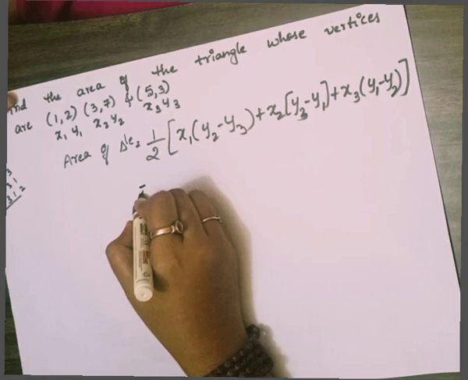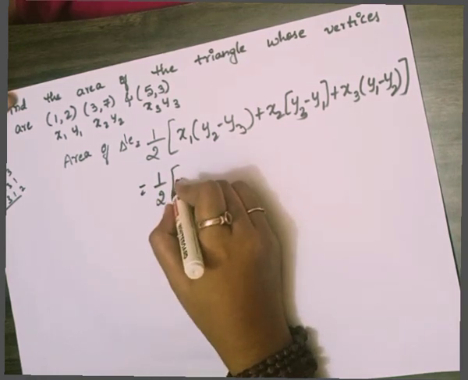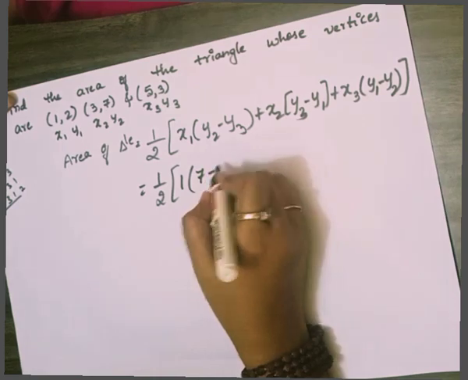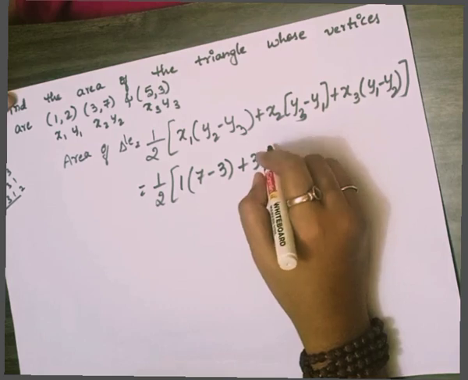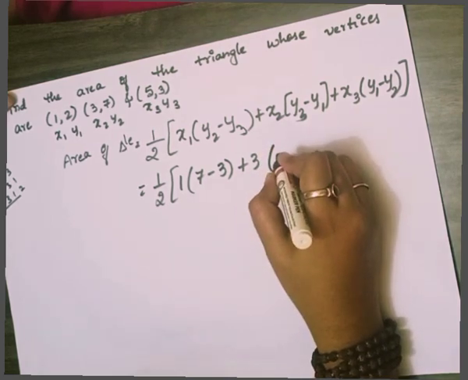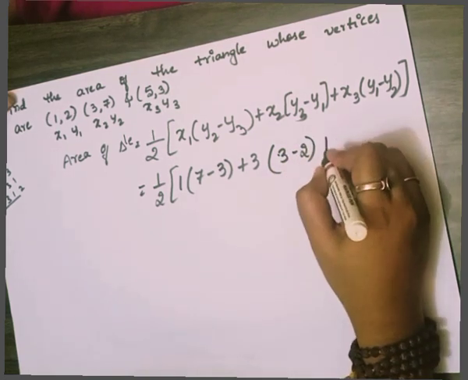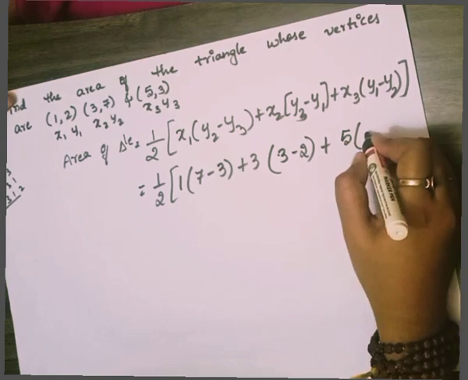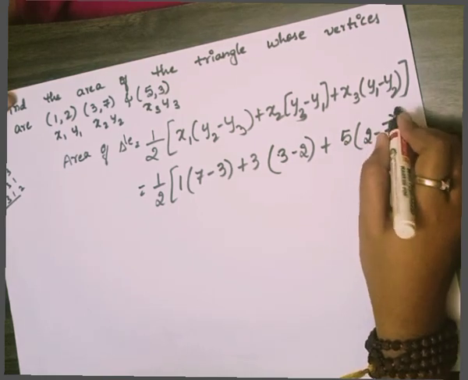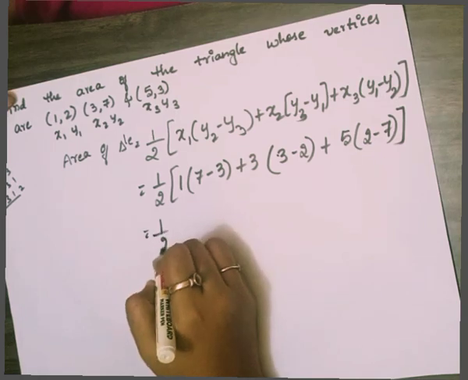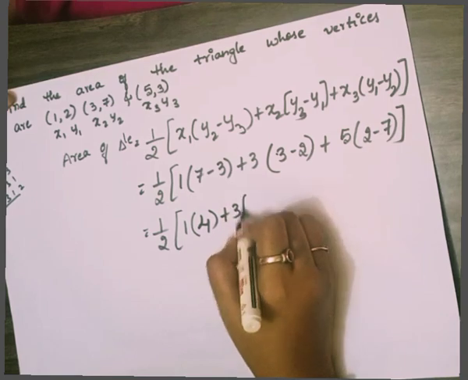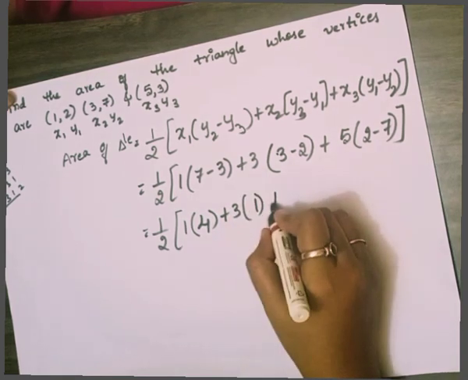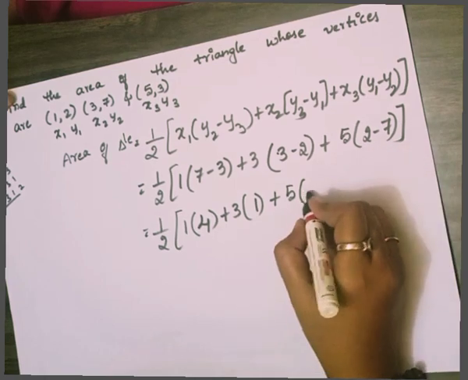Now we will substitute the values. Half into, what's the x1 value we have? 1 into (y2 is 7 minus y3, that is 3) plus what's the x2 value we have? That is 3 into (y3, that is 3, minus y1, that is 2) plus x3, we have 5, into (y1, we have 2, minus 7). Now we will subtract these. 7 minus 3 we will get 4, plus 3 into (3 minus 2), we will get 1, plus 5 into (2 minus 7), we will get minus 5.